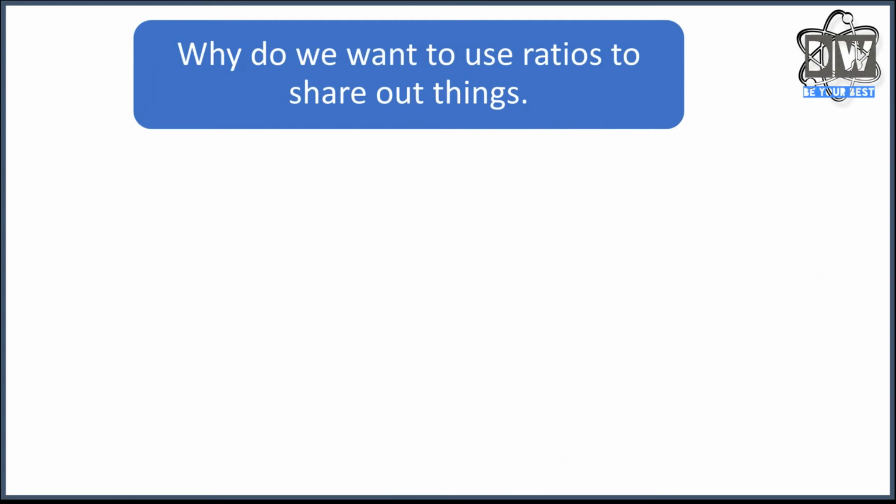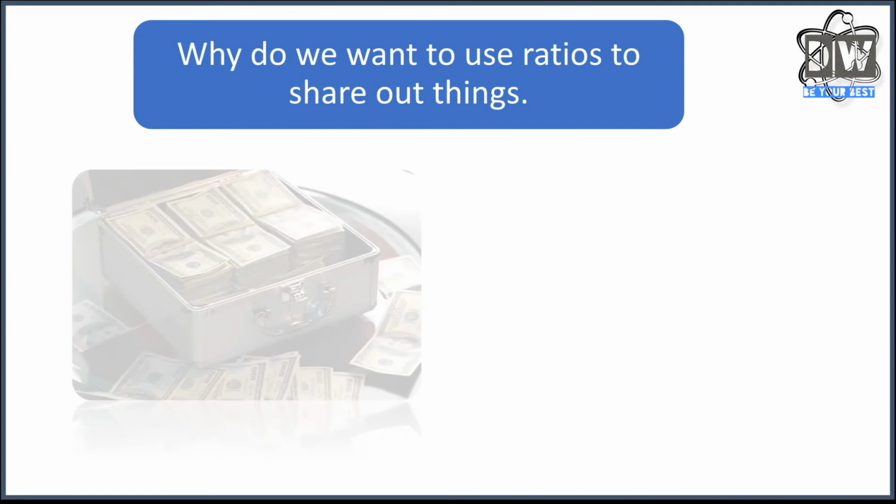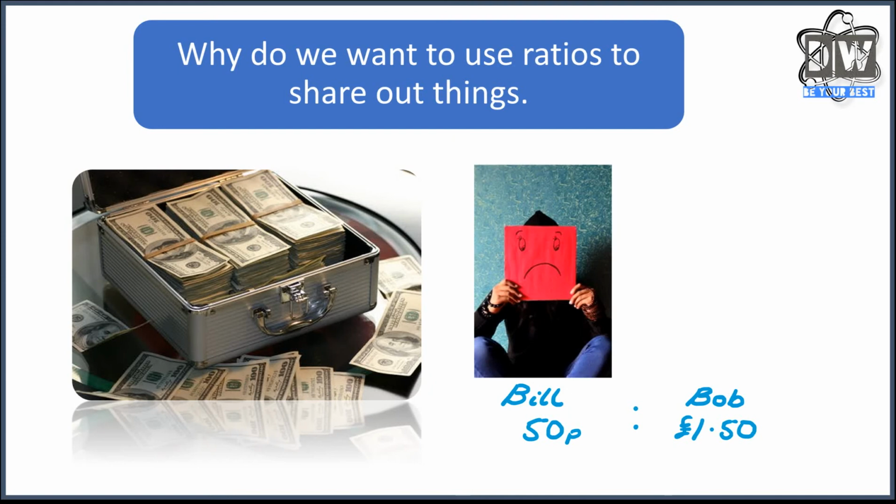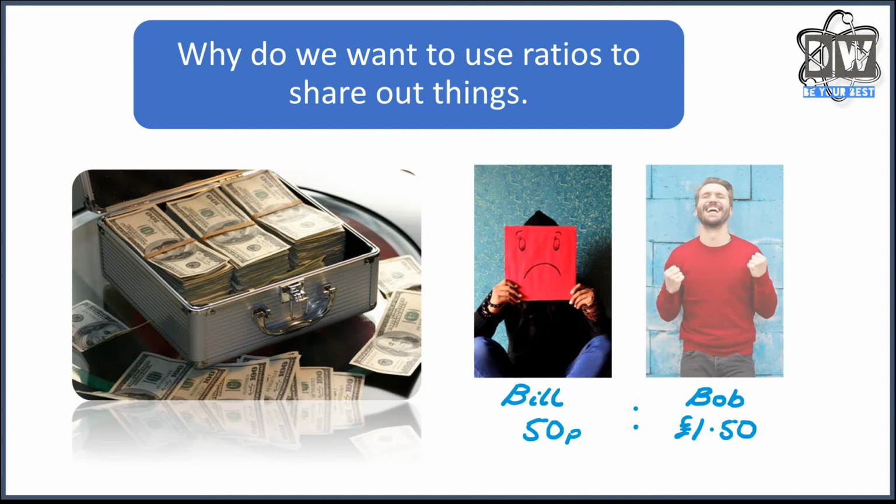So why do we want to use ratios to share things out? If we've got some money, it may not seem fair, but sometimes people deserve to get less than others. Maybe that's because of their experience, because of what they bring to the party. Maybe it's their age. We can see here in this example, for every 50p that Bill gets, Bob gets £1.50. That might make Bill a bit sad, and it might make Bob very happy, but sometimes it's fair to do that. So just think about that as we go along.